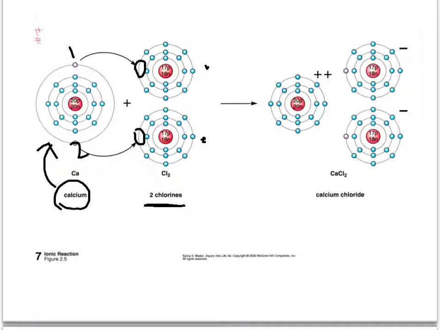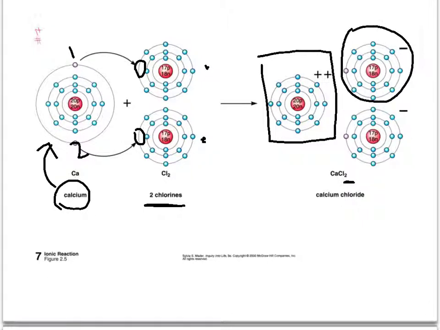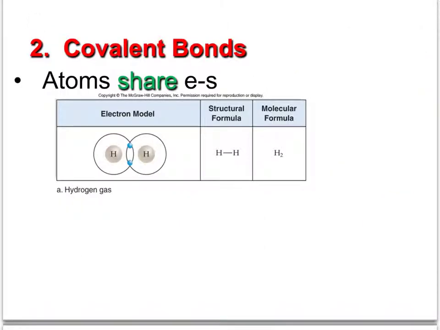So they form a nice bond together, but it is a 2-to-1 ratio. So there is 1 calcium here for every 2 chlorine here. And you can see that those are still signified by the positive and negatives to show that they are ions. So that was ionic bonding, transfer of electrons.